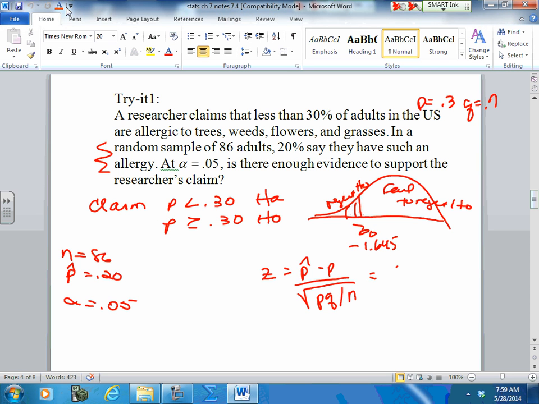Your p hat minus your p from your population. Again, that's giving you a negative. So if you notice your tail is on the left, so it kind of falls into place. What happens is sometimes there is a mistake in the wordings, but most of the time, if you find your test statistic is on the opposite side of your tail, something's probably wrong.